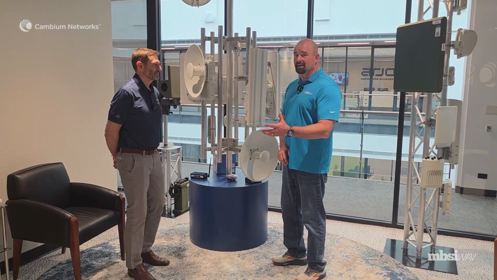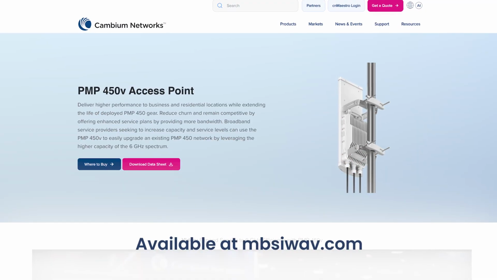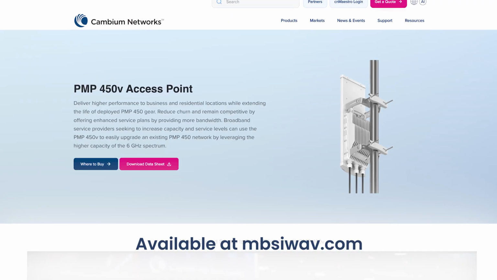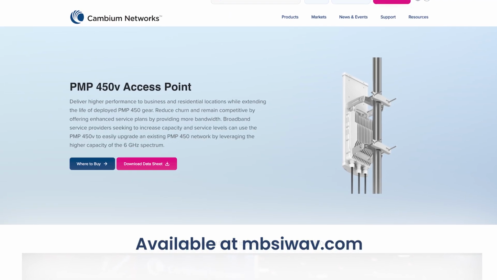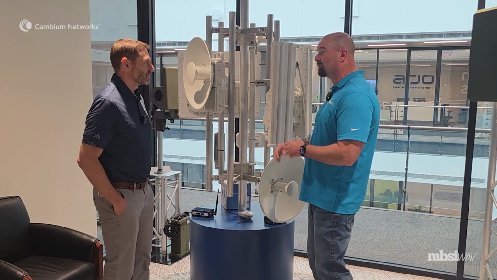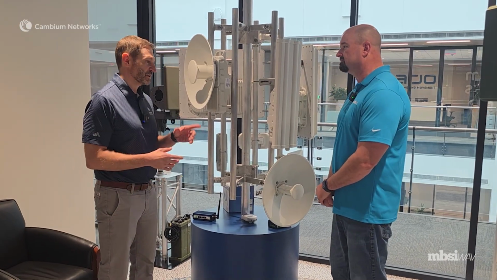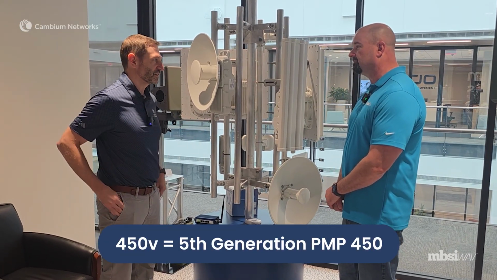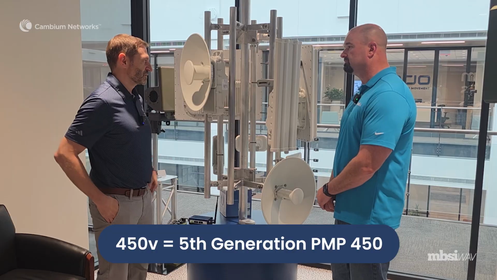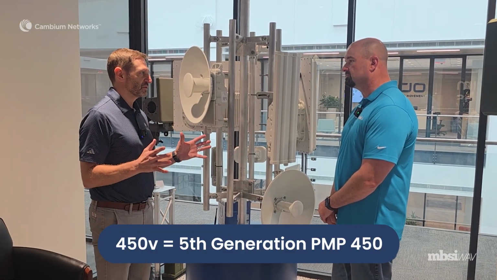So folks, we're talking about the point-to-multipoint 450v product line from Cambium Networks. Matt, talk to us about this solution and some of the key features you guys are most proud of. Sure. Well, the 450v, reason for the V is it's the 5th generation of the 450 product line. It is fully interoperable with everything else in the 450 platform.